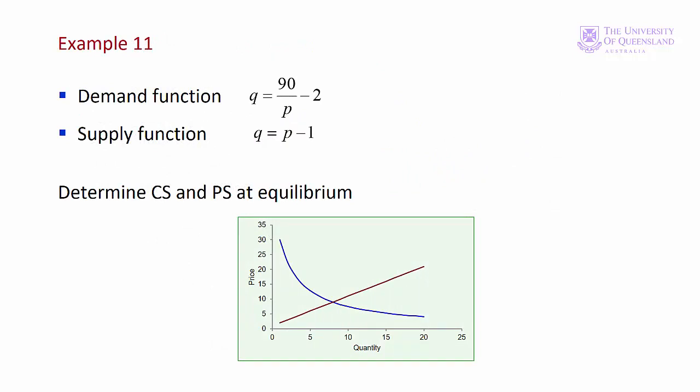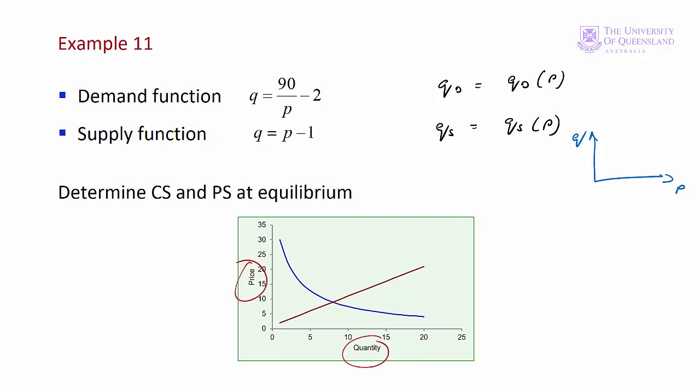We're given a demand function and a supply function, and our task is to determine consumer surplus and producer surplus at equilibrium. The first thing to notice is the form of our demand and supply functions. In both cases, we have quantity as a function of price. If we plot those, we would have price on the horizontal axis and quantity on the vertical axis. However, when we determine consumer surplus and producer surplus, we use the Marshallian supply and demand diagram. In that case, quantity is on the horizontal axis and price is on the vertical axis. In other words, what we need to find first are the inverse demand function and the inverse supply function.